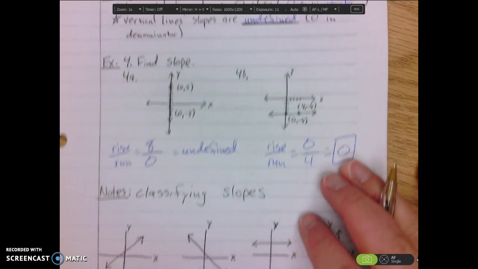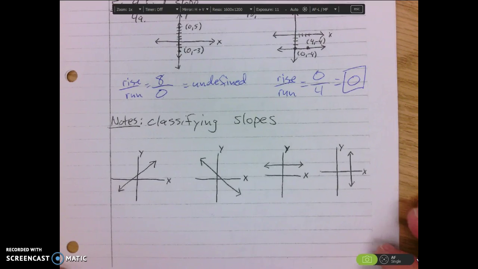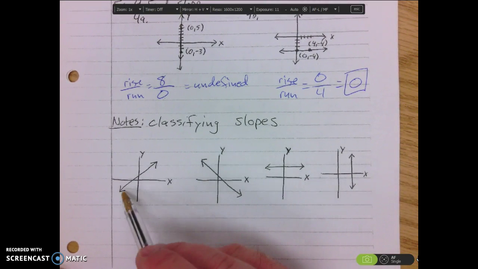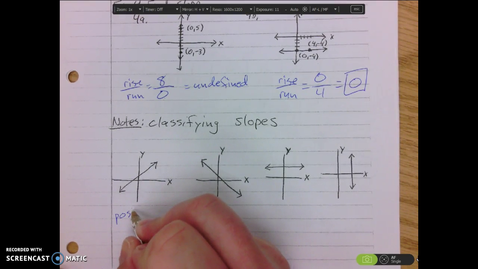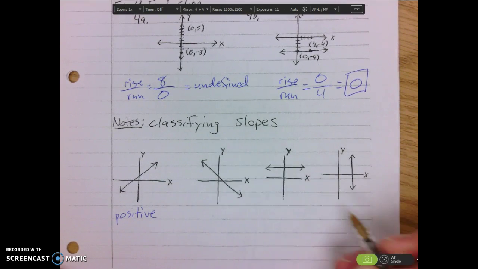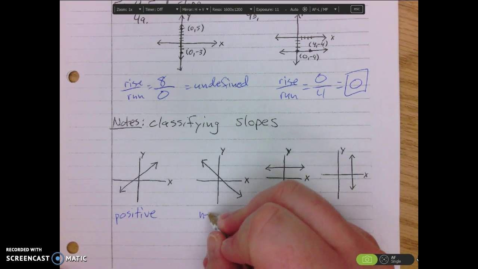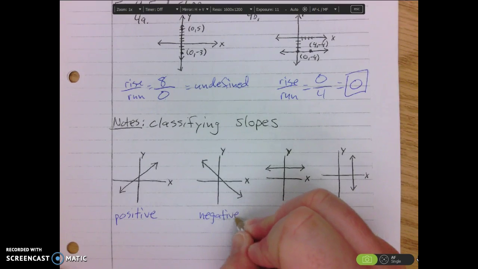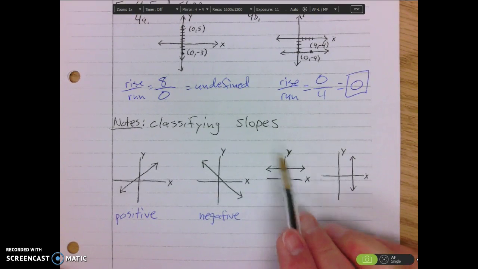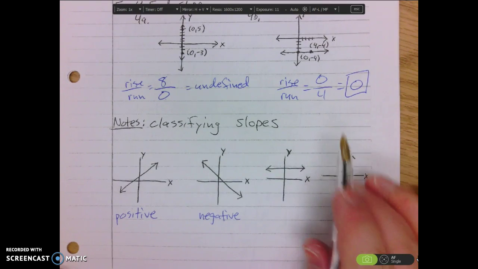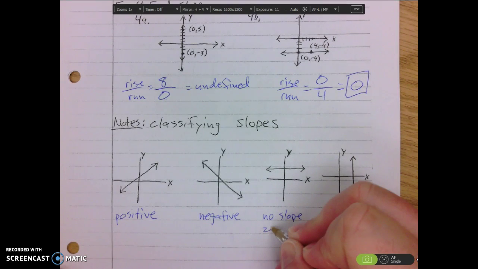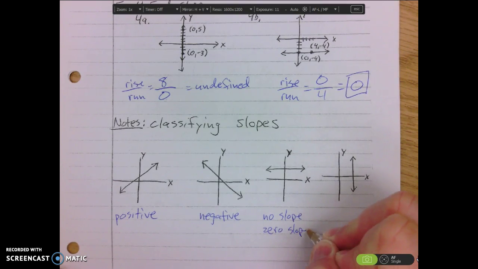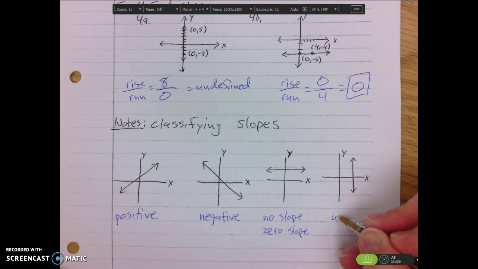Okay? Classifying slopes. Last thing, really simple. Just like when we did correlations, if the graph went generally up and to the right, this would be considered a positive slope. If it goes down and to the right, that'd be a negative slope. If it's a horizontal line, we just did that a second ago, horizontal line right here, this is no slope or 0 slope. The vertical line is undefined slope.